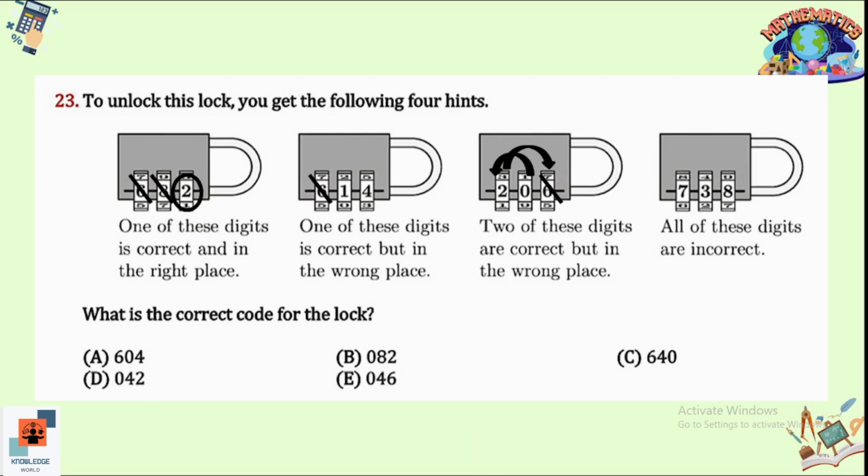But we can look at our second lock. It is given that one of these digits is correct but in the wrong place. So we have 1 and 4. If we look at all our options, there is no 1 given in any option. So it means 1 is not our number. 4 is the correct number but at the wrong place. So we will move 4 to the middle, at the place of 1. So the number will be 042. So option D is the correct option here.